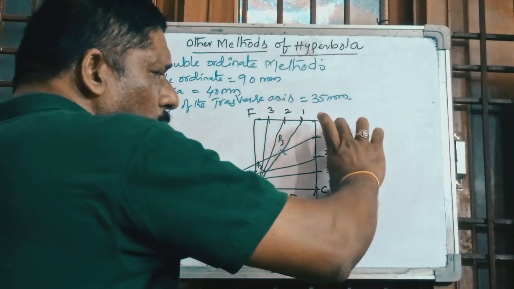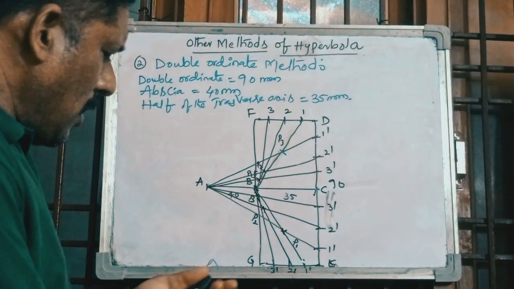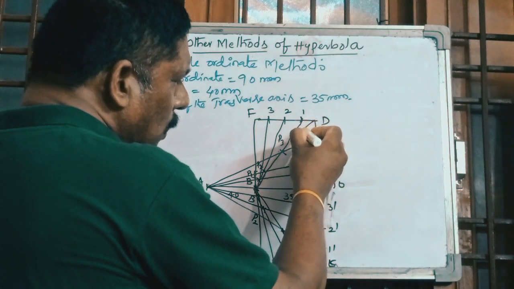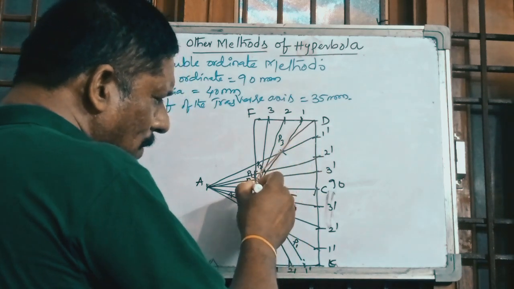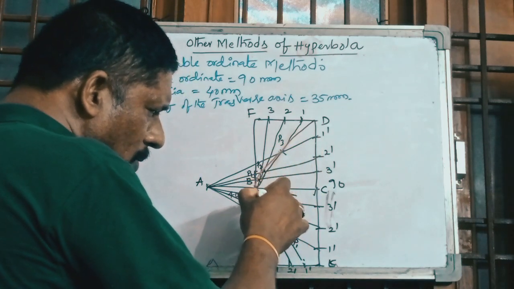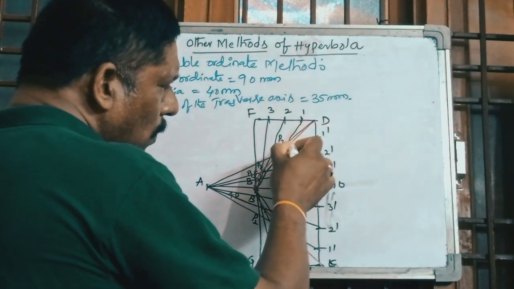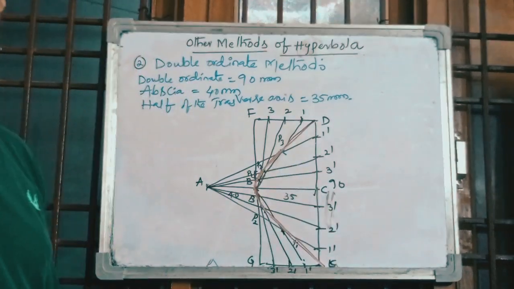Same number of parts you have to go for D to C also. And then join all the points from the D. It is given limit from the D to P1, P2, P3. And the node point is B. Abscissa point 1, 2, 3. And join up to the E. So this curve is what we call a hyperbolic curve.